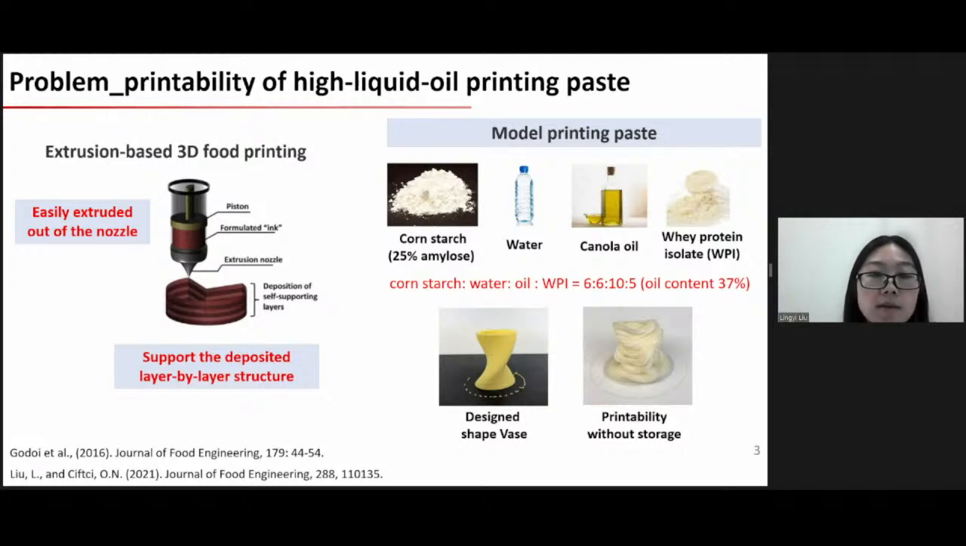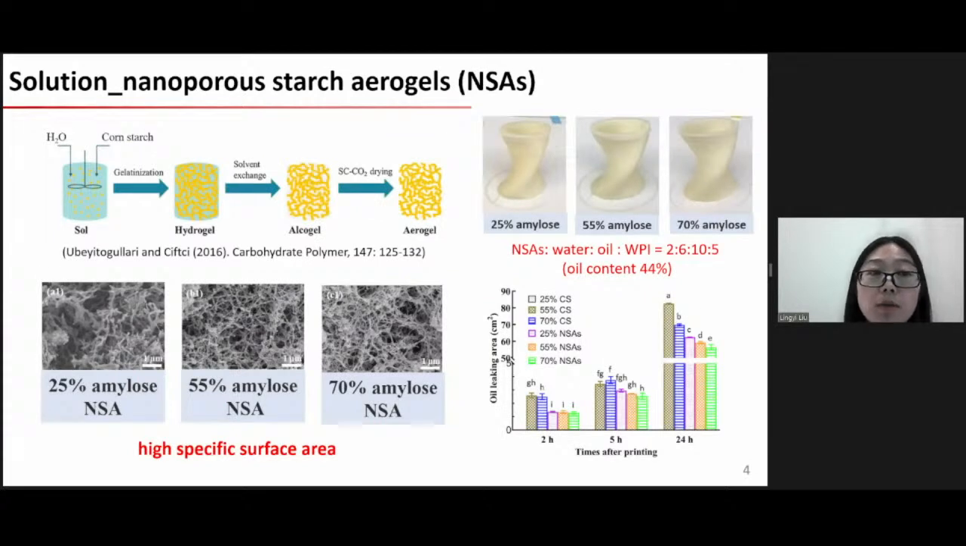Now, most of the research focuses on hydrogel-based or starch-based materials. In our previous work, we established a model printing paste containing a high content of liquid oil to broaden the potential application of 3D food printing. But one remaining problem is that if we don't store the printing paste for 24 hours, the printed shape will collapse during the printing. So that's the problem we want to solve.